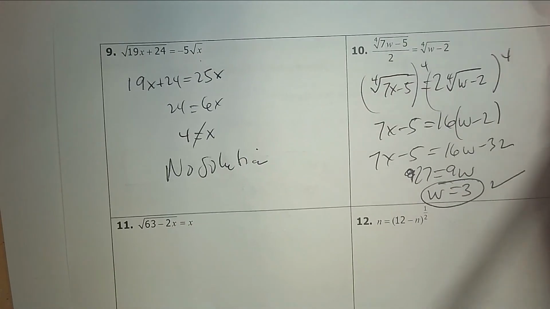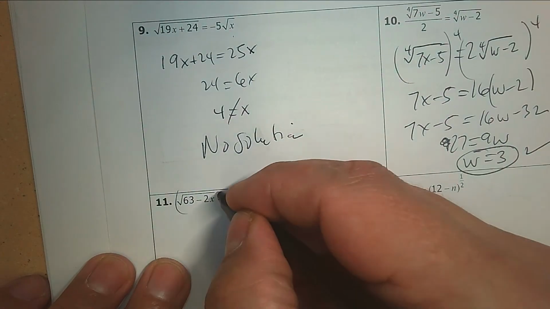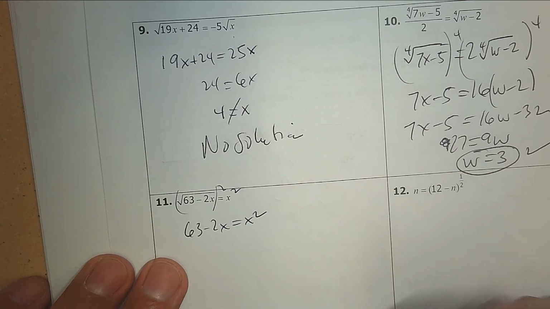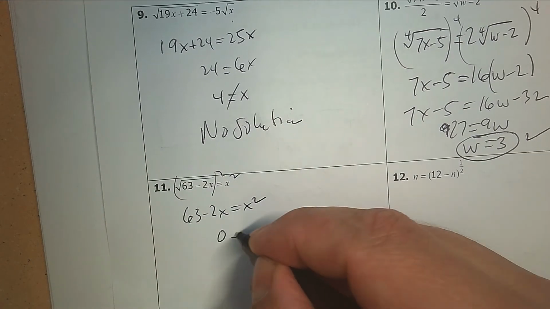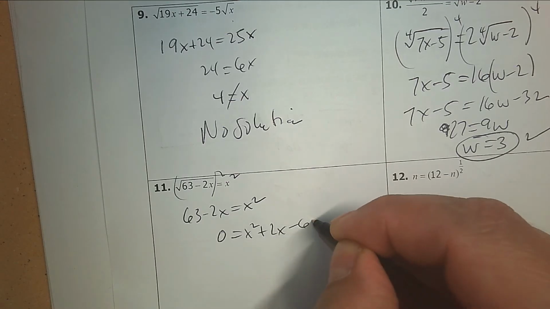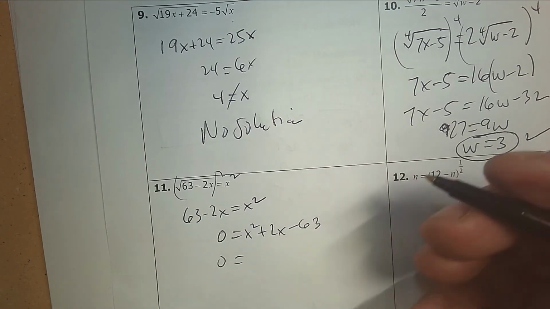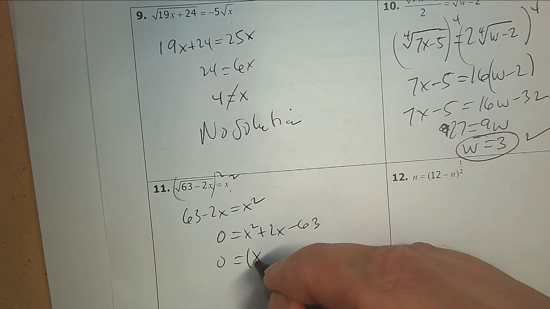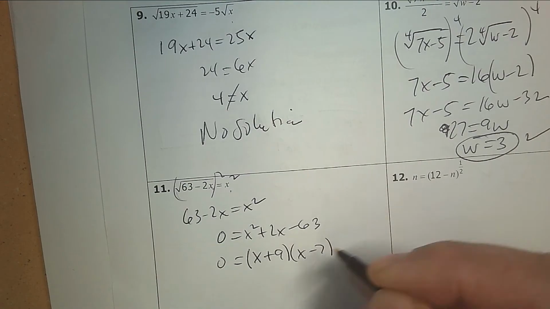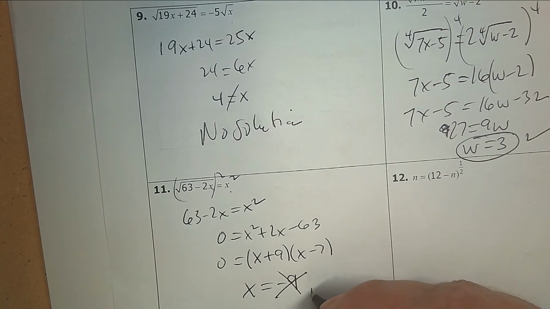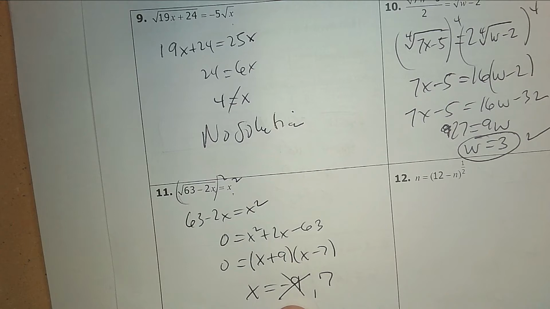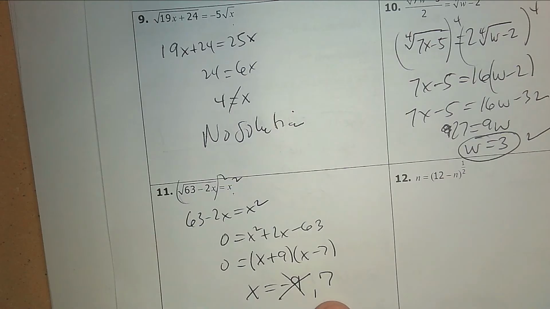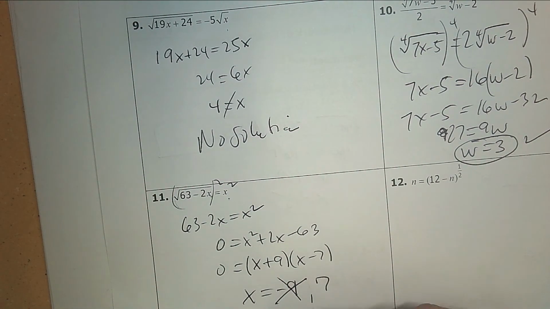Number 11. We're going to square both sides. Now this is going to end up in a radical equation. So for a quadratic, we need to make it equal to 0. So we're going to add 2x and subtract 63. We got to be careful here. We can't have any negative answers because the square root can't equal a negative number. So when I factor this, plus 9 and minus 7, I recognize that x cannot equal negative 9. Because if I plug negative 9 in, you now have the square root of a number equaling negative 9. So the only answer there is 7. So we call this one extraneous, negative 9.